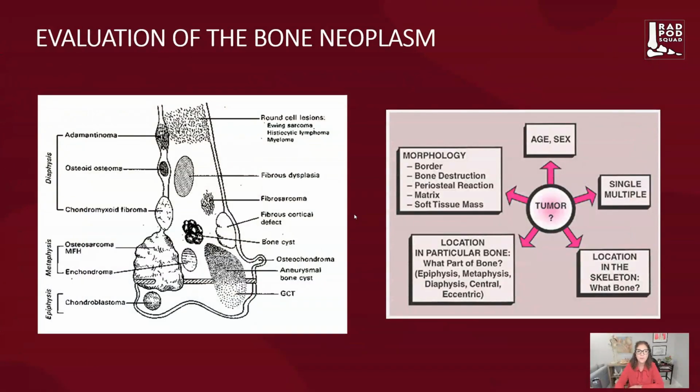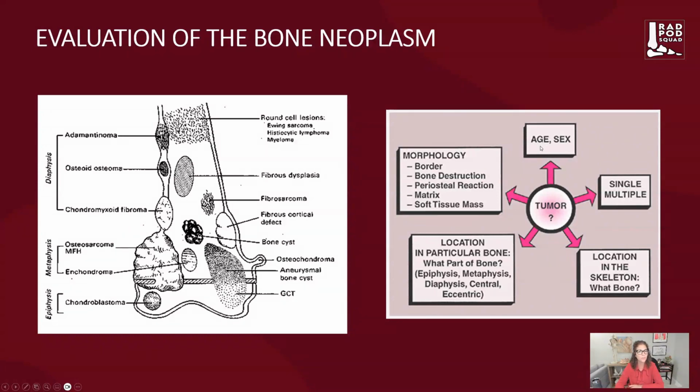The evaluation of the bone neoplasm can begin with understanding a schematic such as this. There are different parts of the bone, not only in the length of the bone, the diaphyseal portion, or the widening waist-like metaphyseal portion, or the physis or epiphysis, but also the layers of the bone. Is it adjacent to the cortex, juxtacortical, intracortical? Is it eccentric, like a fibrous cortical defect, or is it more centrally located, such as something like a fibrosarcoma or even fibrous dysplasia?